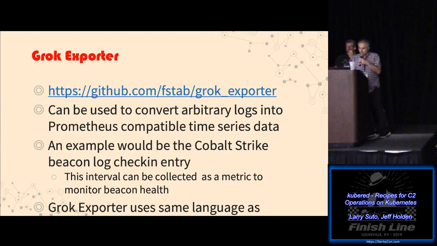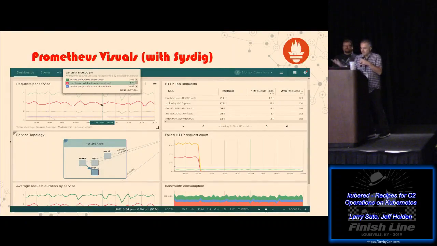Yeah, so there's a couple of ways. If that particular C2 server doesn't support Prometheus, you can use Google mtail, which is basically a way to extract time series data from a log. And you can also use Grok Exporter, another way to pull this time series data into Prometheus. And as I said, we're going to make something available in Grok Exporter so you can monitor your beacon check-ins.